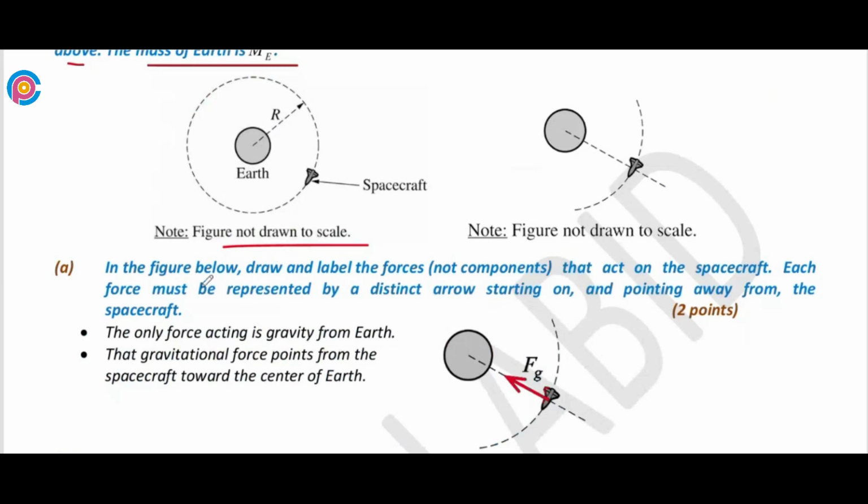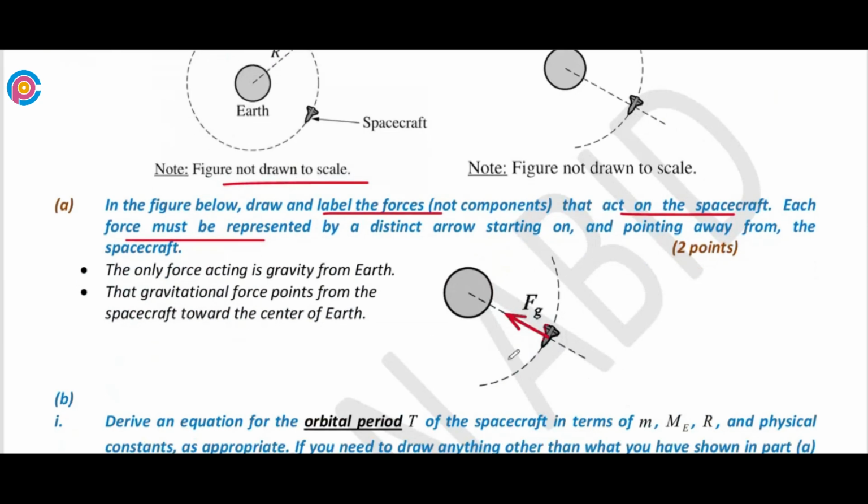Now, in part A, draw and label the forces, not the components, that act on the spacecraft. Each force must be represented by a distinct arrow starting on and pointing away from the spacecraft. As we know, when a spacecraft is moving around the Earth, the only force acting is gravity from the Earth. So the gravitational force points toward the center of the Earth. Here we represent the arrowhead toward the center of Earth, and there is only one force, represented as a red vector pointed toward the center. This question is for 2 points.